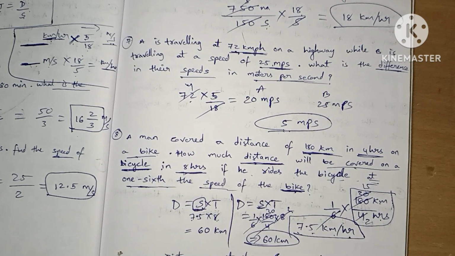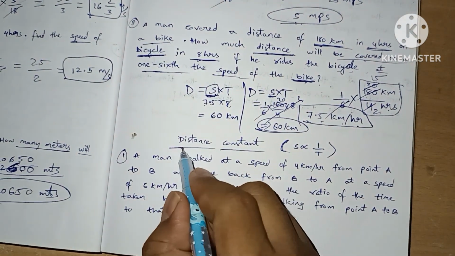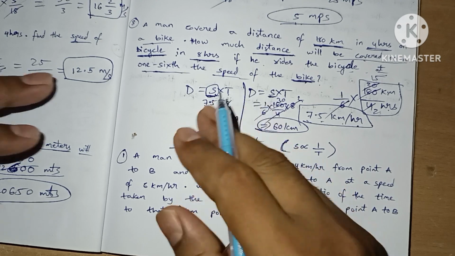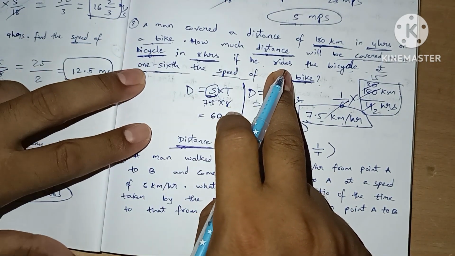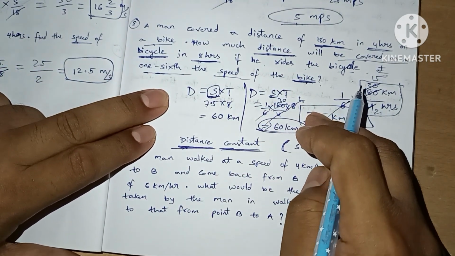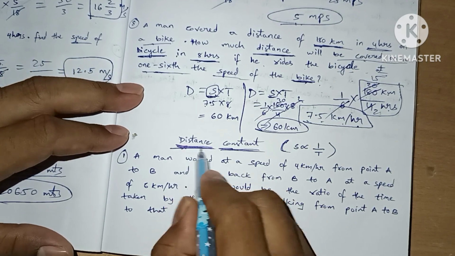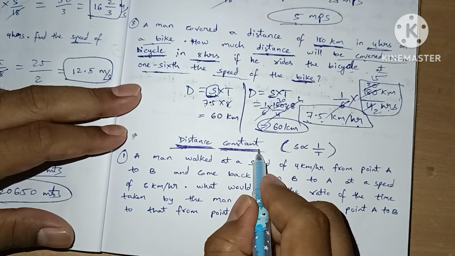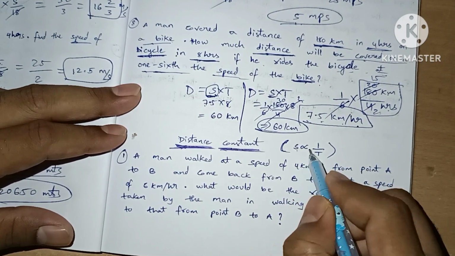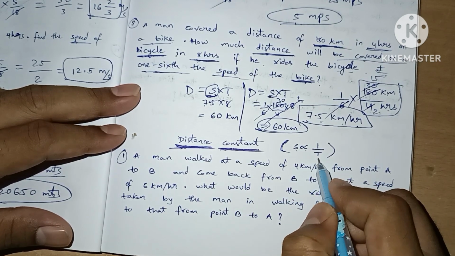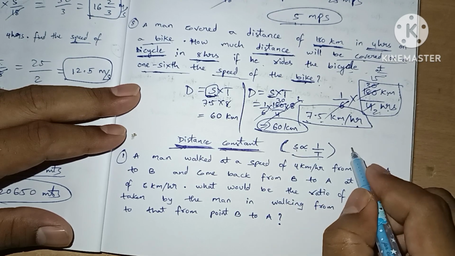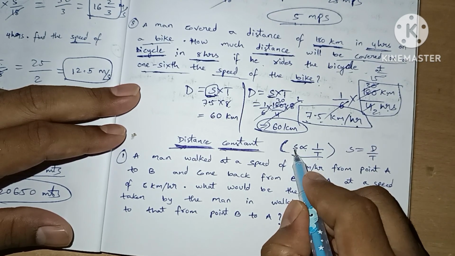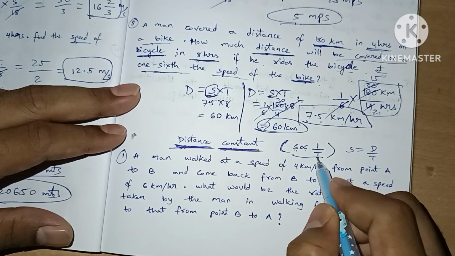Okay, let's see the distance constant concept. By the end of 8 questions, we have completed the most basic questions. Now we are going to see the distance constant concept. Here distance constant means speed is inversely proportional to time. This comes from speed equals distance by time. So distance constant means speed is inversely proportional to time.